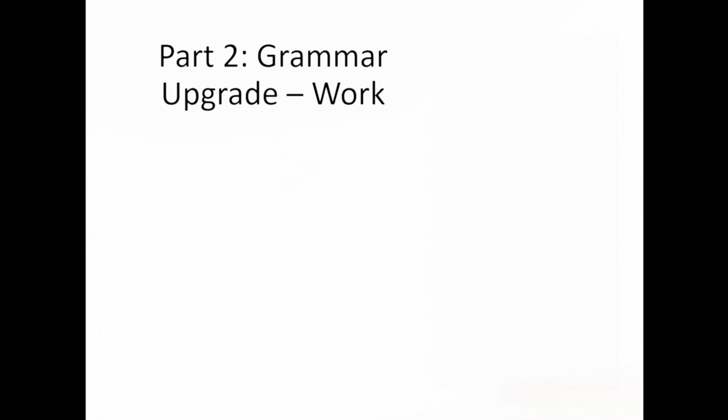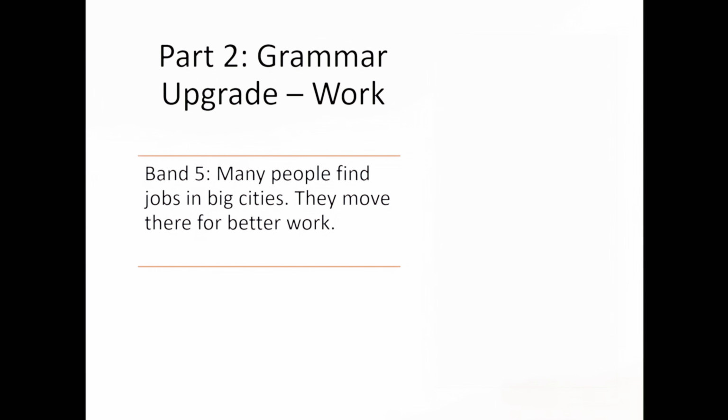Let's move on to grammar with work. So the grammar, what are we going to use for grammar in this one? Well, let's look at the sentences first. So this one says many people find jobs in big cities. They move there for better work. So obviously there's vocabulary that we could improve, people, big, better work, etc. But we're looking at grammar. And for the grammar, I would suggest we need a linking word because these are two sentences and they're quite short, so they don't flow into a complex sentence. So at some point, we're going to have to use a linking word. You can think about which one.